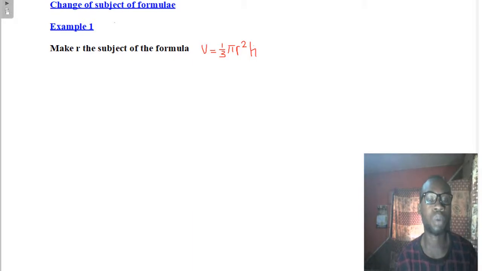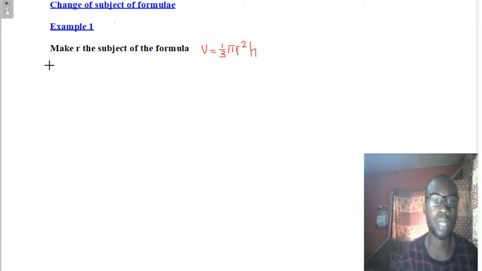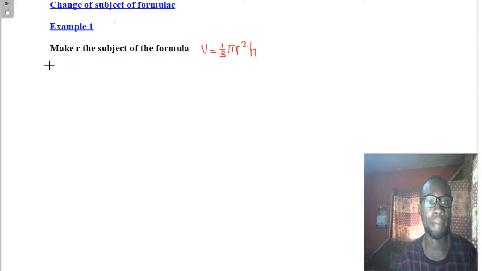So hello, welcome to class. Today we are considering change of subject of formulae. Now let's look at this example. Make V the subject of the formula. V is equal to 1/3 pi r square h.